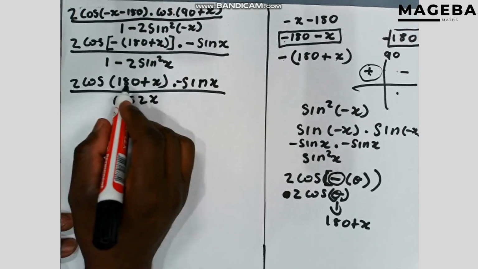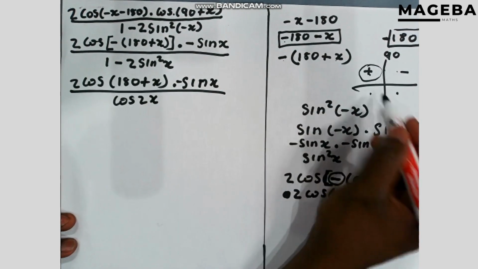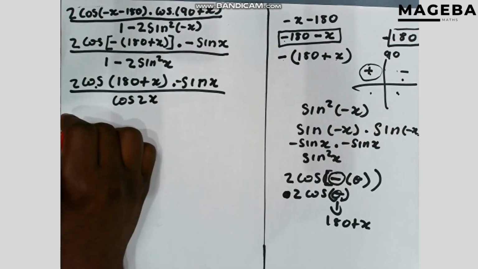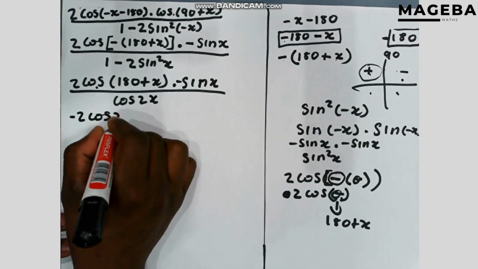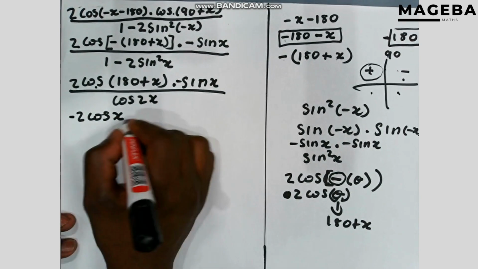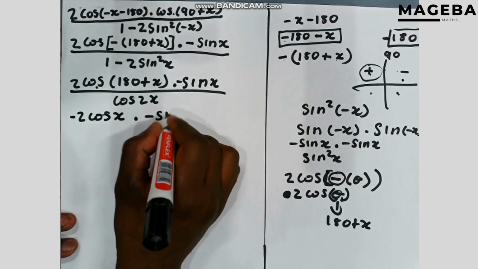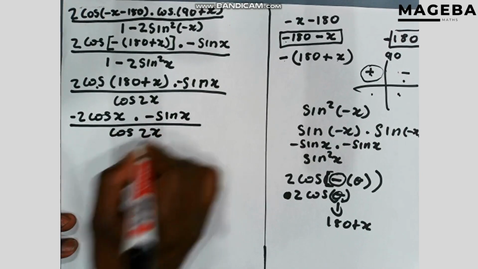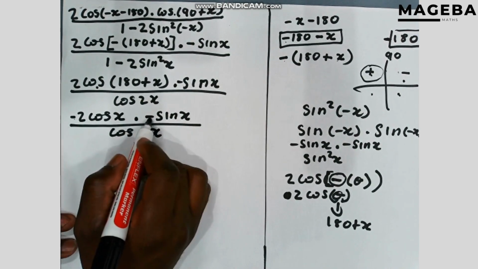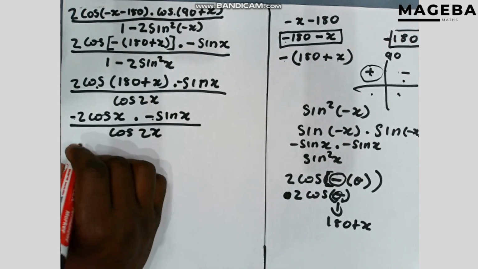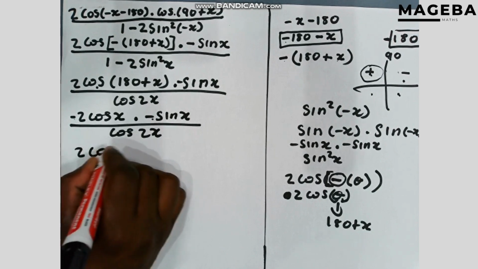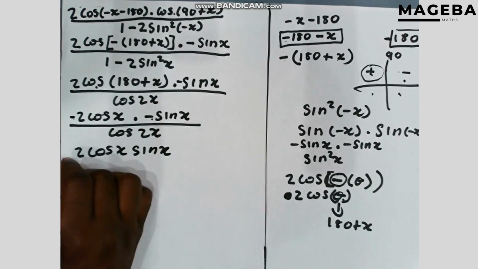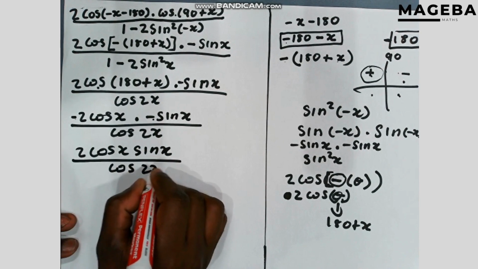Then coming here, 180, which quadrant? Third quadrant. Cos is positive in what quadrant? Fourth quadrant and first quadrant. So we're just going to have negative 2 cos x. Hope you understand that one. And then times negative sine x all over cos 2x. Positive times negative, what is it? It's negative, and with the outer negative it's positive. So it's just going to have 2 cos x sine x all over cos 2x.